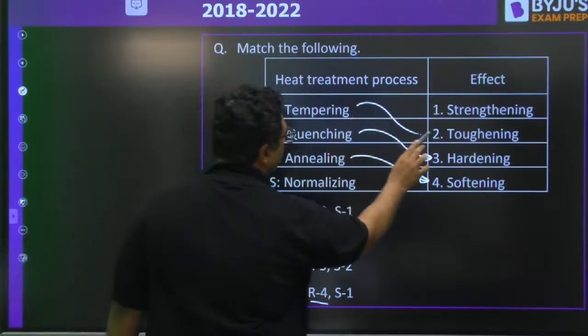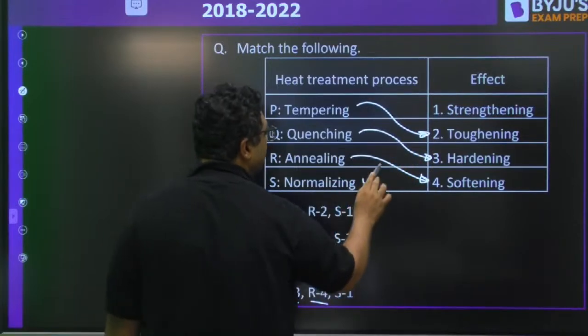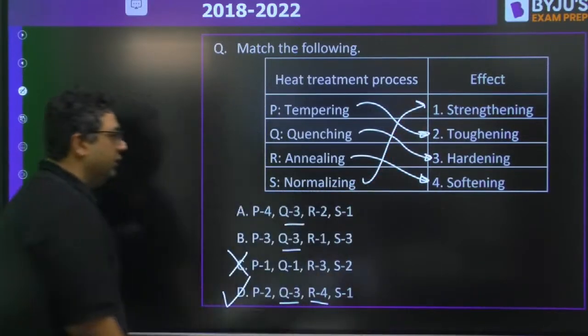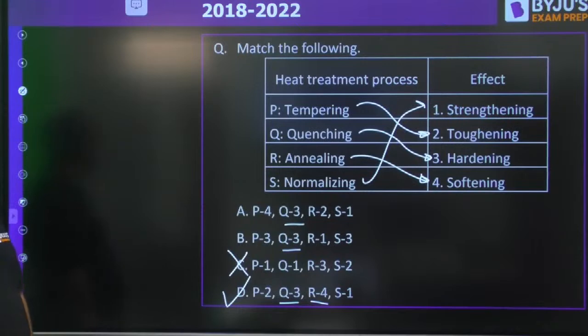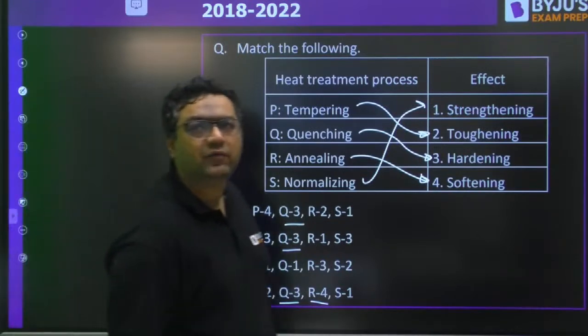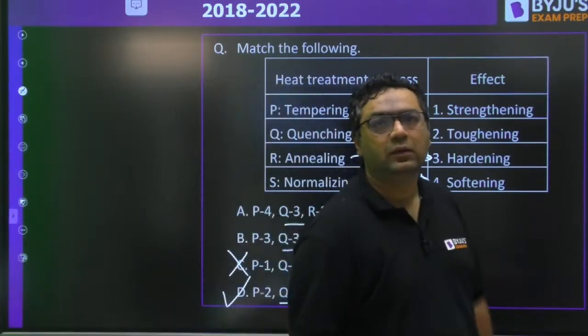P is going to be matched with 2. Normalizing is going to be matched with 1. Is it clear? So the answer for this one will be D, not A.